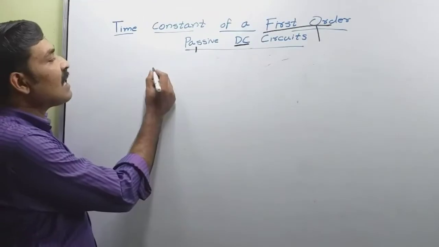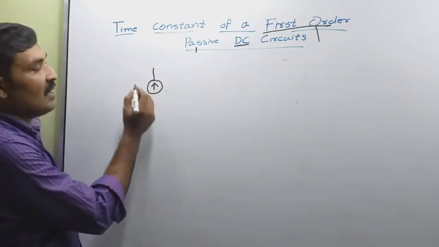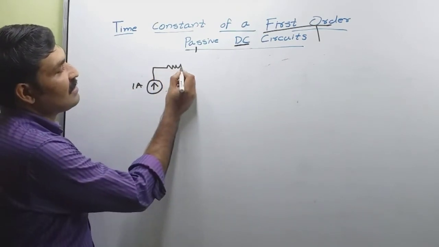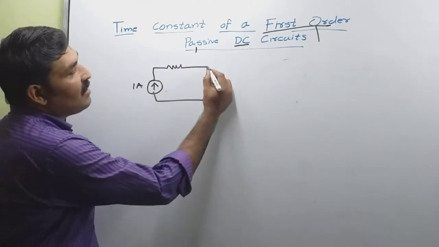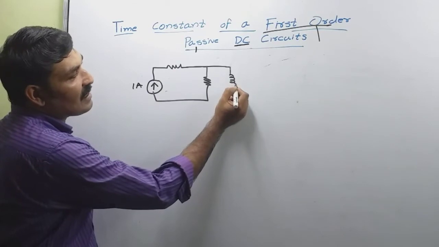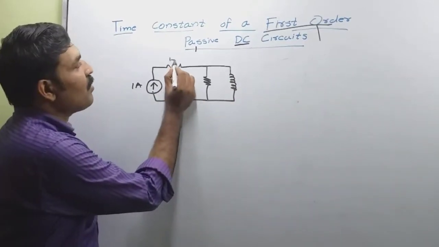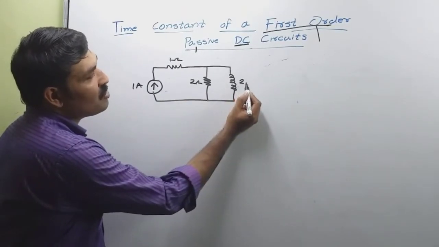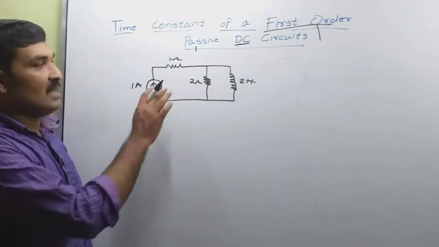Okay. So there is a circuit consisting of an independent current source, let this be 1 ampere. This is connected to a resistance, and another resistance is connected, and we have an inductance. Let the values of the resistances be 1 ohm and 2 ohm and the inductance be 2 Henry. Now we want to find the time constant of this network.